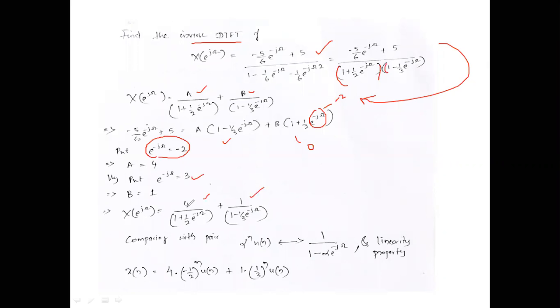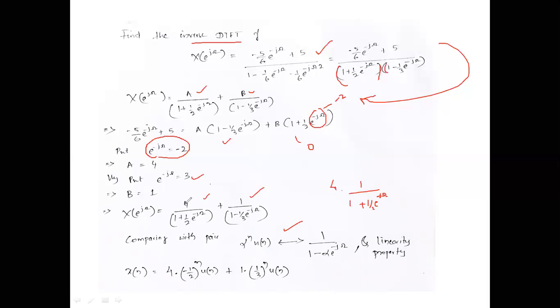Now we can see this thing is 4 into 1 divided by 1 minus, plus 1 by 2, e to the power minus j omega. 4 is a constant. So now using the linearity property and the standard pair, we'll use the standard pair: alpha to the power n into u of n corresponds to 1 divided by 1 minus alpha e to the power minus j omega. Here instead of alpha we have minus 1 by 2, so (-1/2)^n u[n].